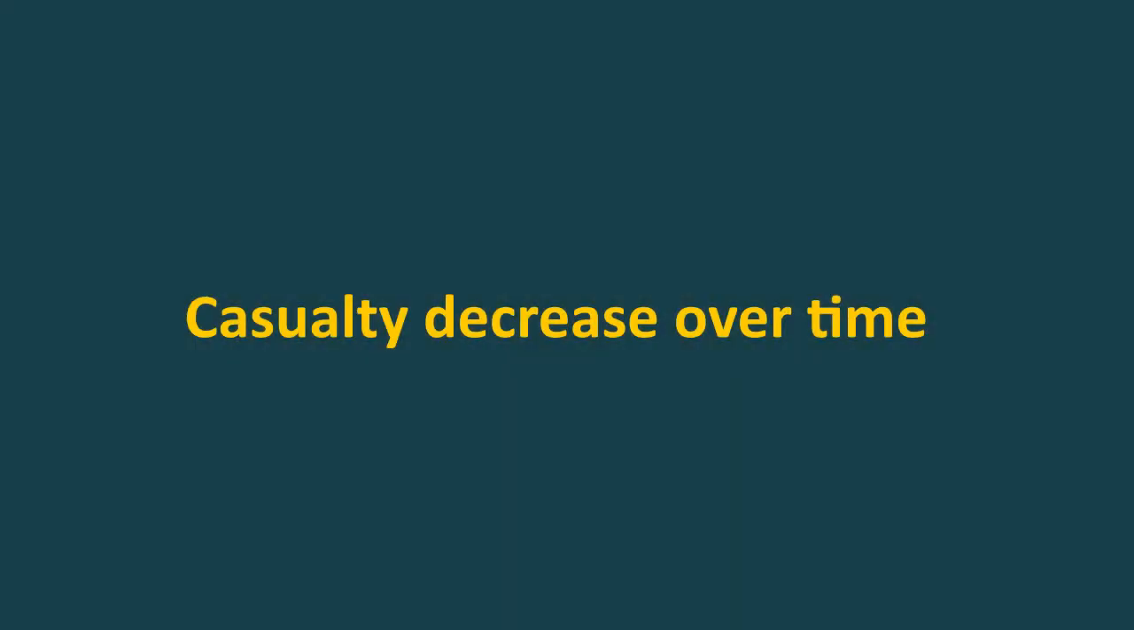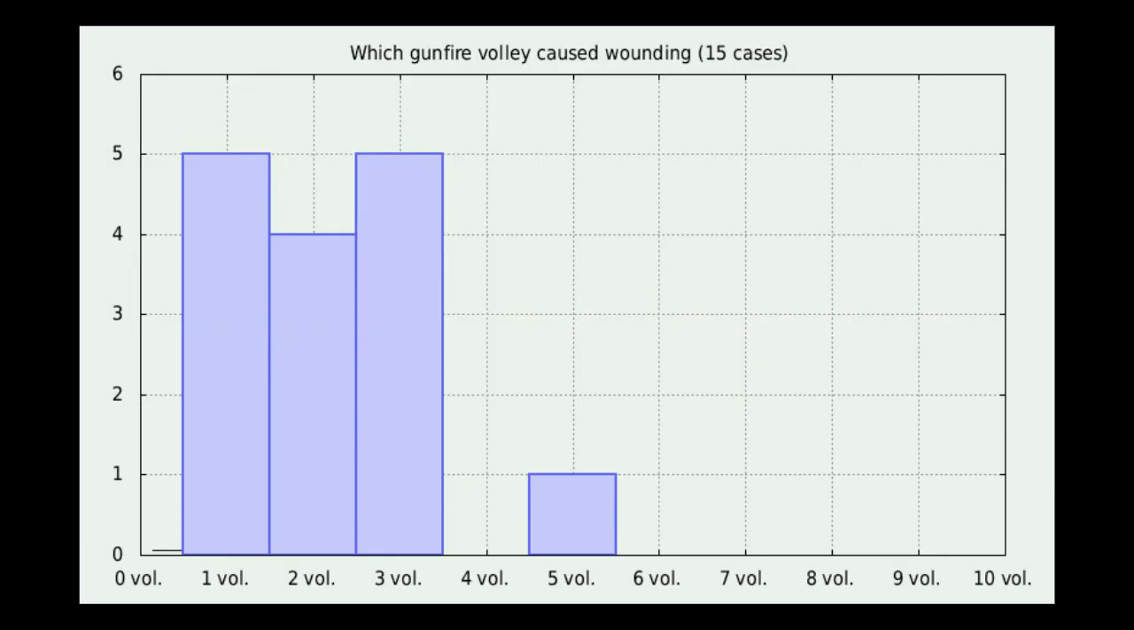15 wounded people recall which gunfire burst, in numerical order, caused their wound. We can use this to graph how casualties changed over time, with a visible decrease after the third volley. However, this chart may be inaccurate, because people tend to lose count, that is, among those who remember which volley caused their wound, smaller numbers may be overrepresented.